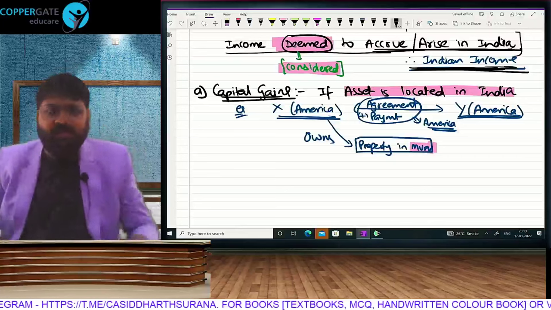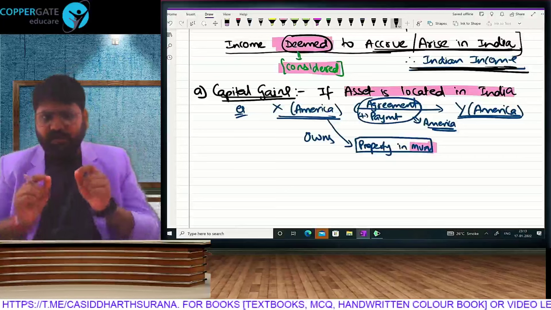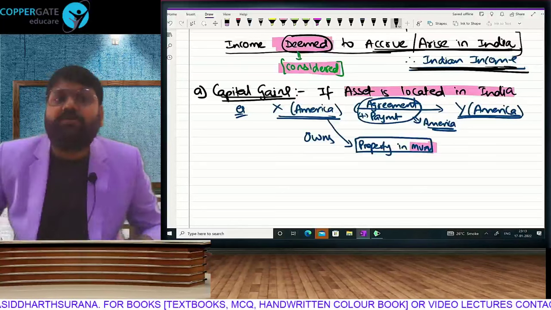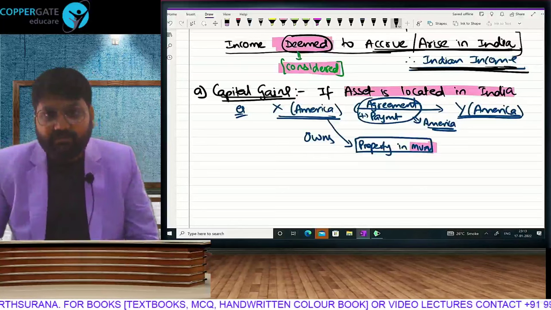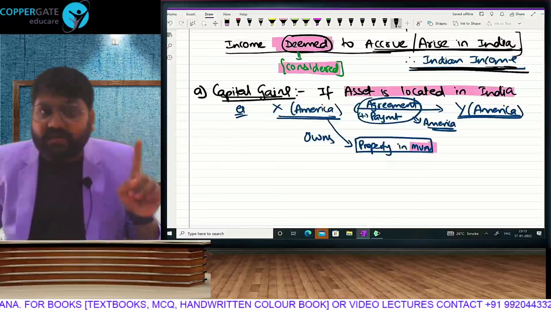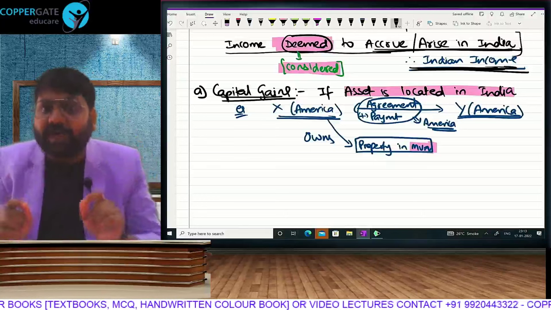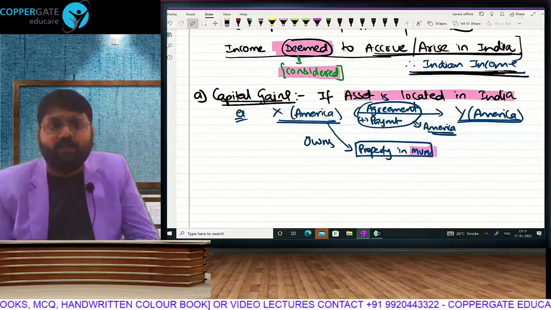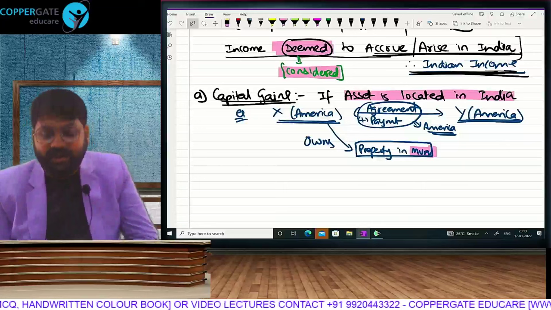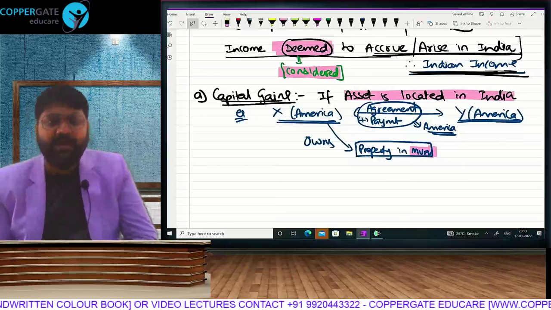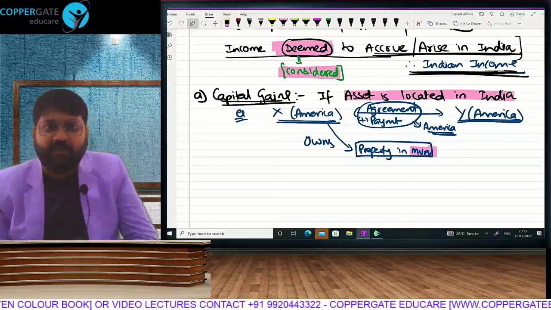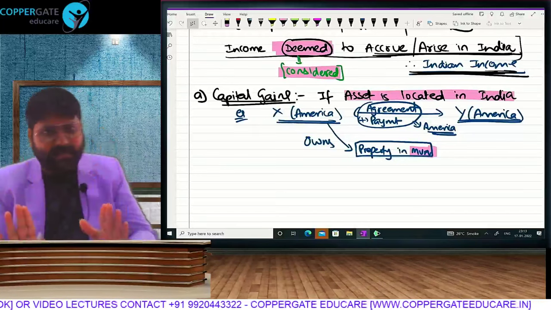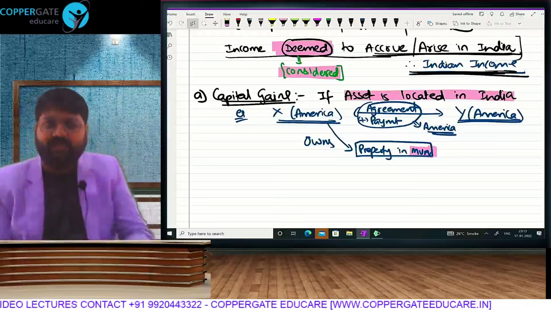To put it in very short, ladies and gentlemen, please pay attention. To put it in very short, where has Mr. X earned the gain on sale of asset? He has done the transaction in America, but for income tax purposes, this income will be deemed, considered, assumed to accrue or arise in India. And once an income is accruing and arising in India, what is it called? Indian income or foreign income? Just tell me the answer to this question. If you answer this correctly, I will go to the second point.